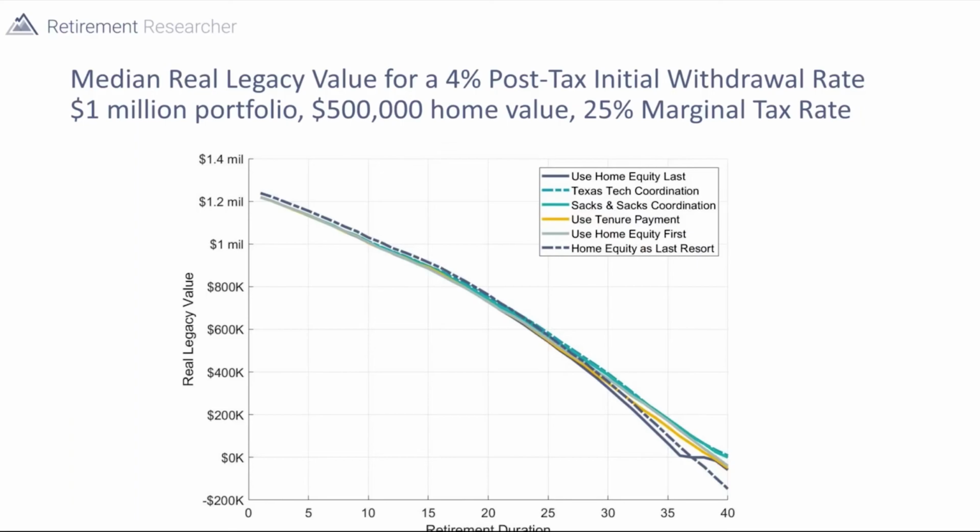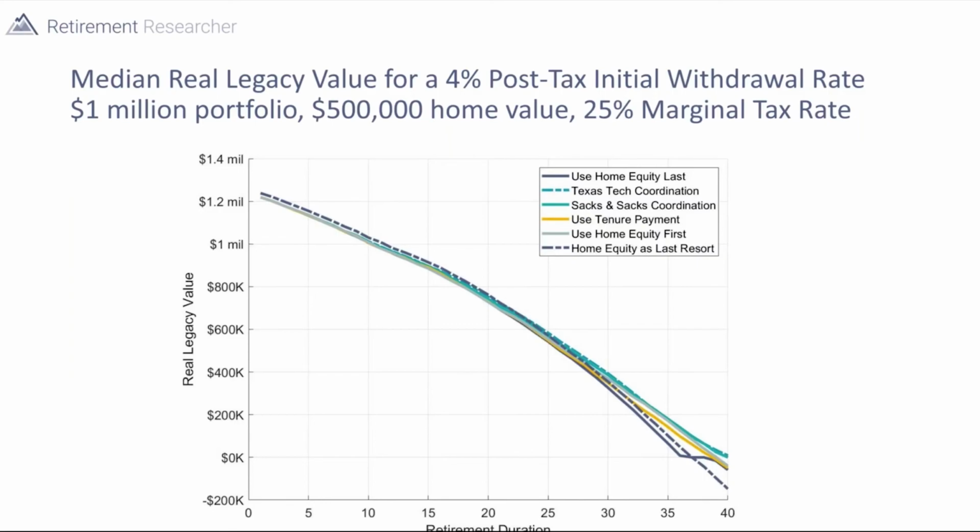And you're not seeing big differences again, but you are seeing the coordinating strategy in the long term coming out on top. Now in the median, you don't deplete your investment portfolio until later into retirement. And that's why the last resort comes out ahead of use home equity last for quite a while. It's because if you use home equity last, it means you open the line of credit at the start of retirement, so you had to pay that upfront cost. And then until you deplete your investment portfolio, you don't actually use the line of credit. So the last resort saved you the upfront costs.